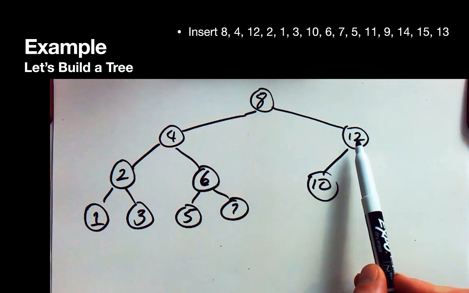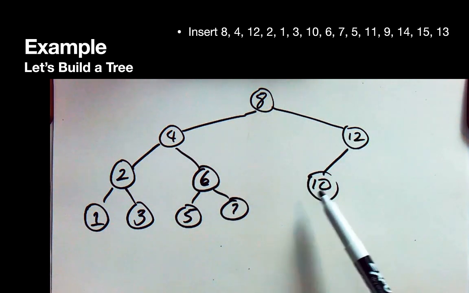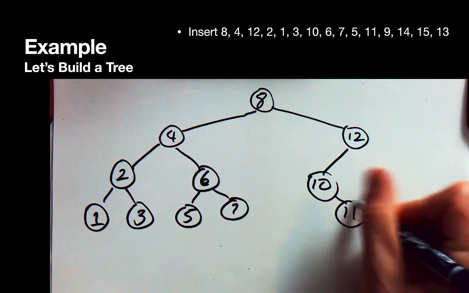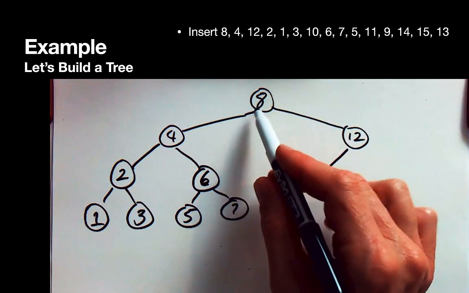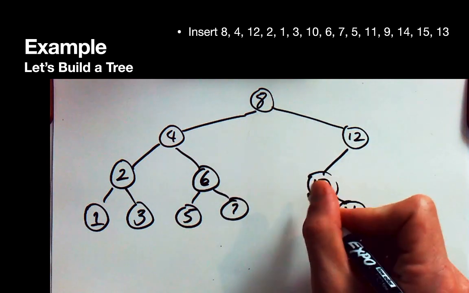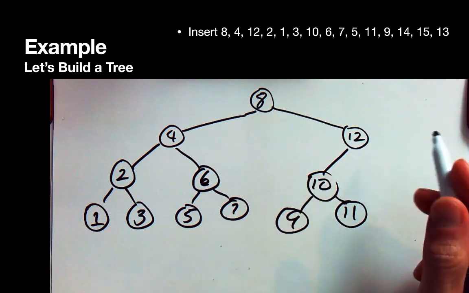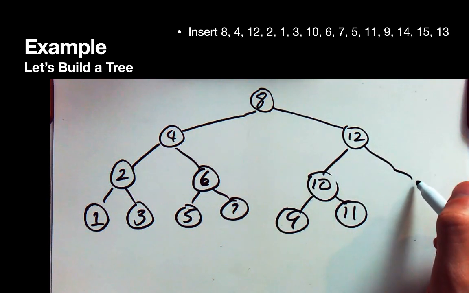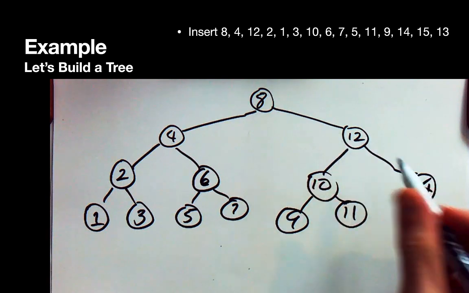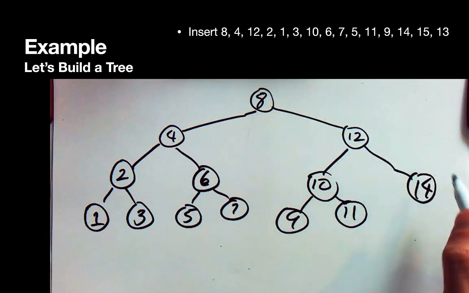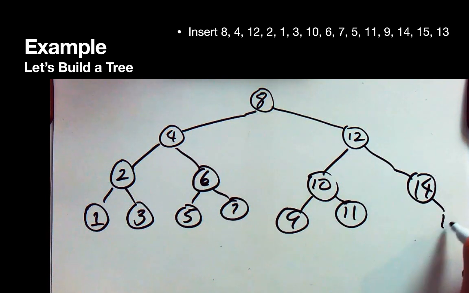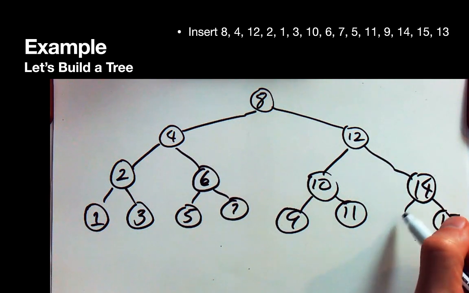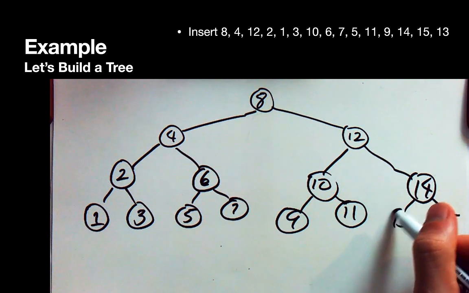11 comes after 8, but before 12, but after 10, so it would be to the right of 10. And then 9 after 8, before 12, before 10. And then the 14 after the 8, after the 12. And then the 15 is after the 8, after the 12, and after the 14. And then the 13 is after the 8, after the 12, but before the 14.